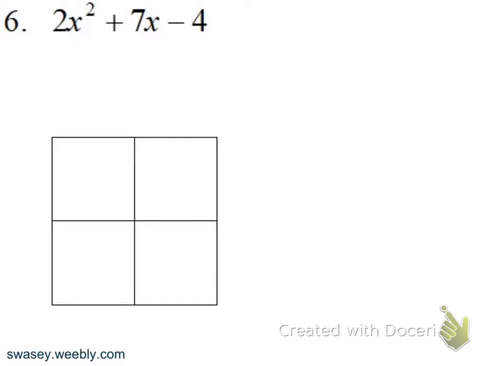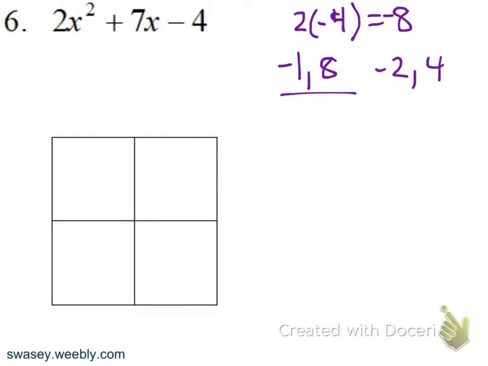GCF here is 1. 2 times negative 8 is negative 16. Factors of negative 16 that add up to positive 7. The bigger one needs to be positive. So negative 1, 16; negative 2, 8; negative 4, 4. The pair that adds up to 7 is negative 1 and positive 8. Split the middle term. Fill in your box.